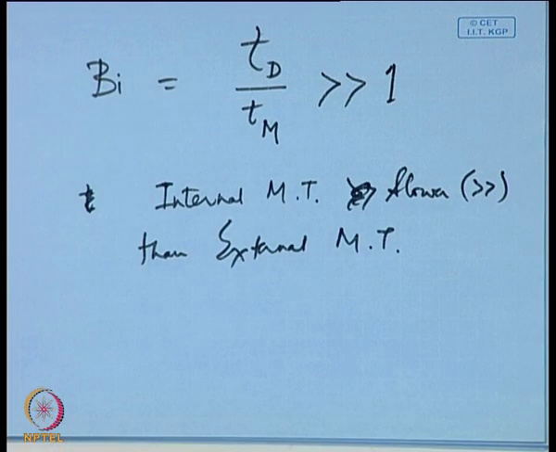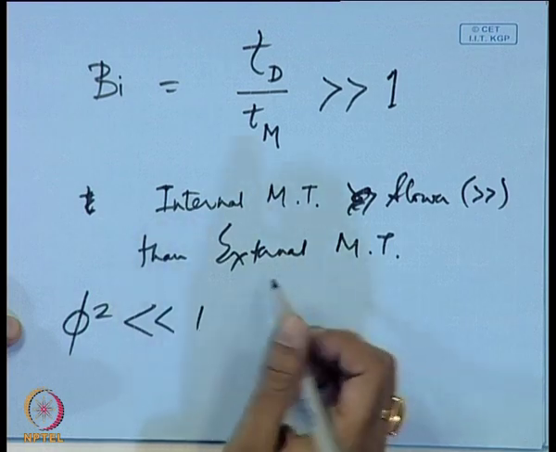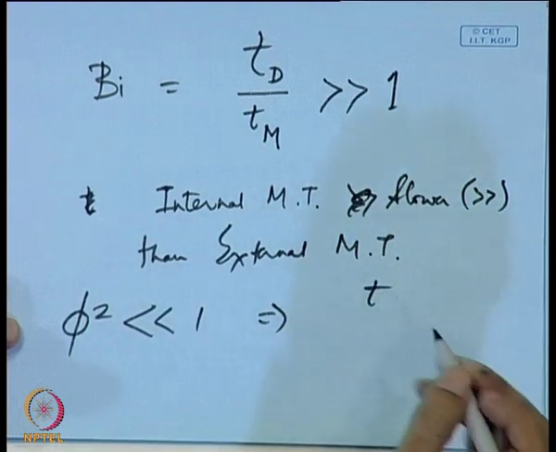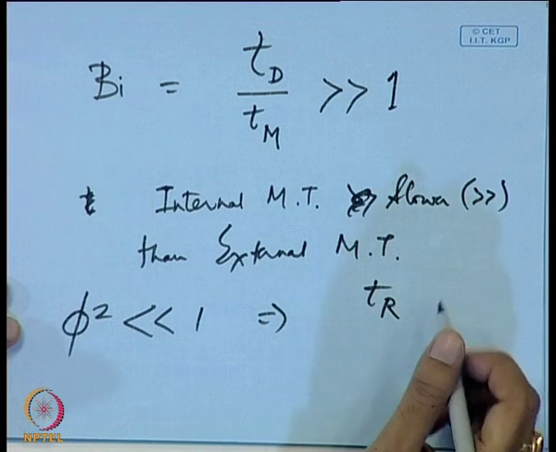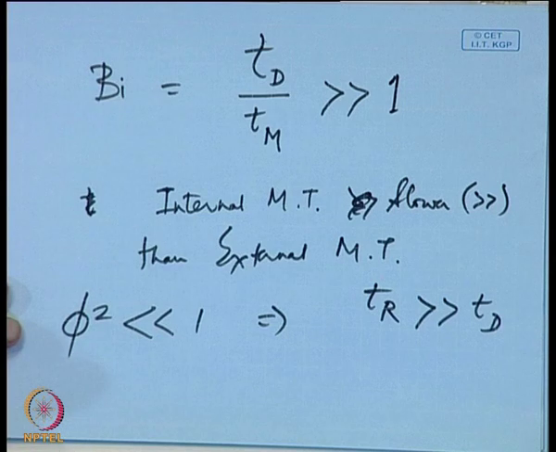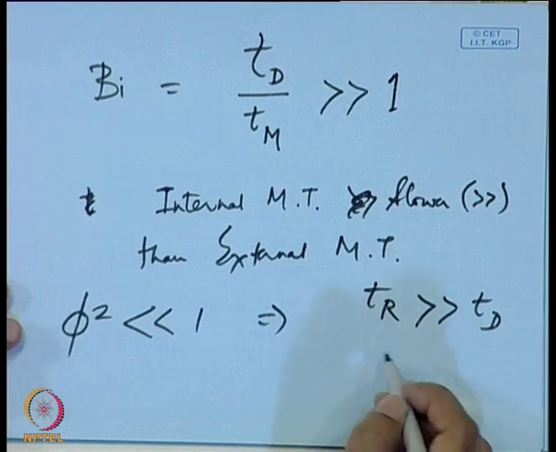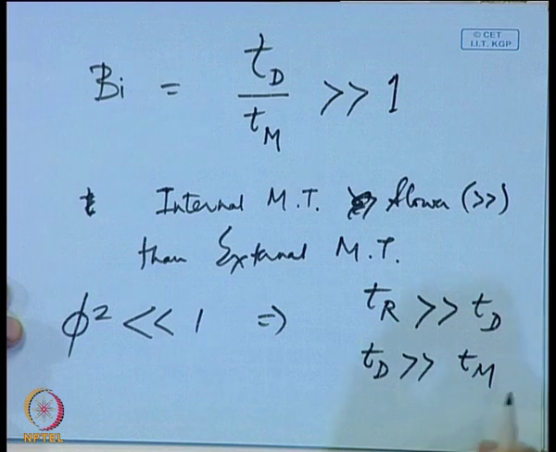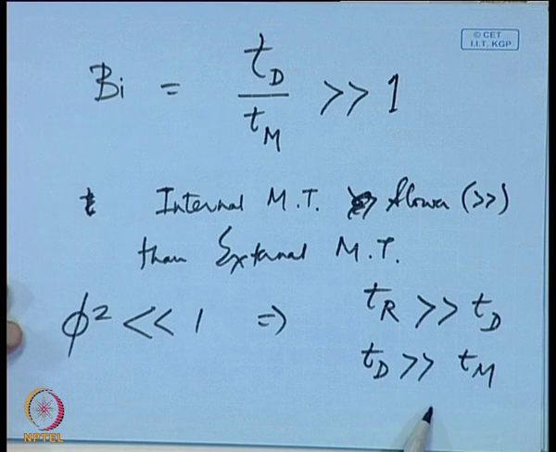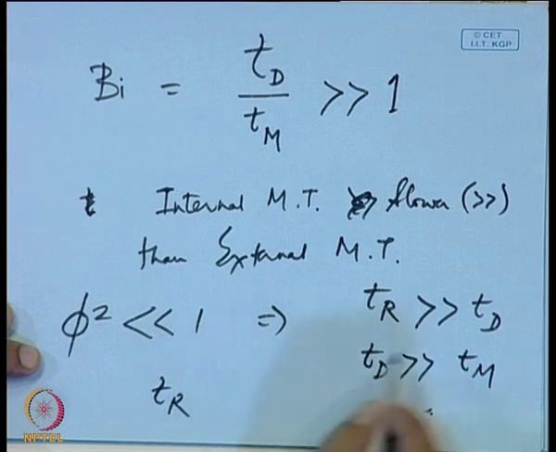Right. Now, can you make sense of what I am trying to say here? Phi square much smaller than 1 means that TR is much greater than TD, right. Fine, you see what I am saying here? Do you see now? So, what do you get?